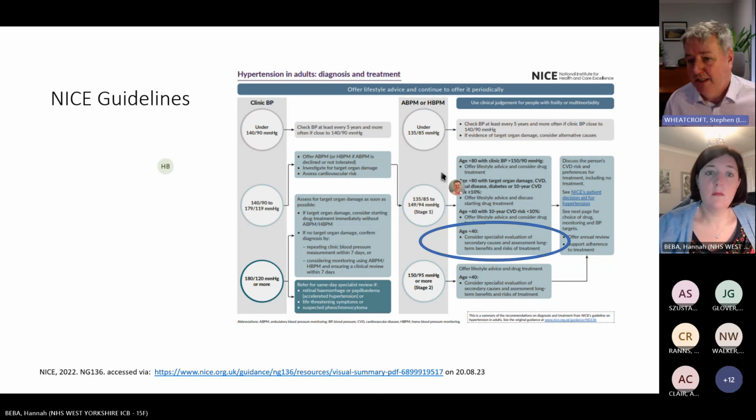The other thing to mention is, because she is under the age of 40, then NICE does recommend considering specialist evaluation for secondary causes of hypertension. And this is something that should be borne in mind in terms of identifying those people who have potentially treatable causes of high blood pressure when they present under the age of 40. Next slide.